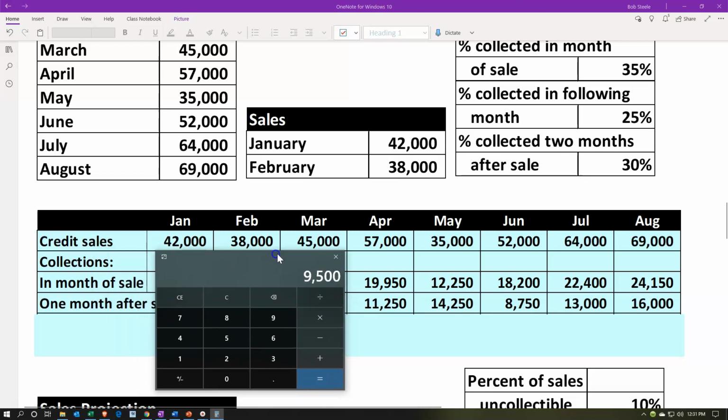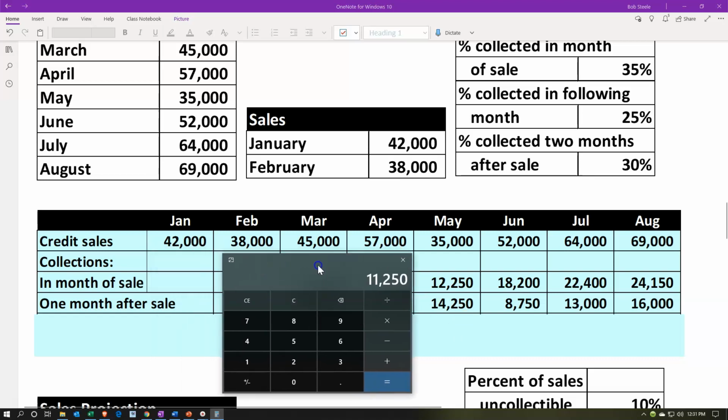Same process here. We're going to say now we have March's number, which we're going to stagger on over here. So we've got the 45,000 times the 0.25, and that's going to give us the 11,250, and so on and so forth. So now we're looking at this number. We're going to use this number to do April to calculate May. So 57,000 times 0.25, and we got the 14,250.